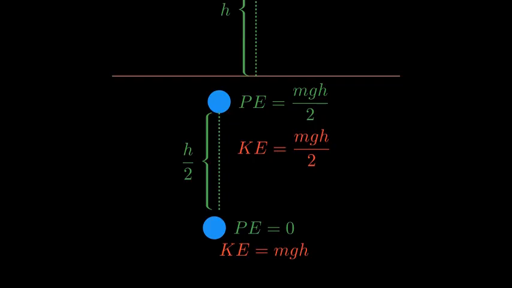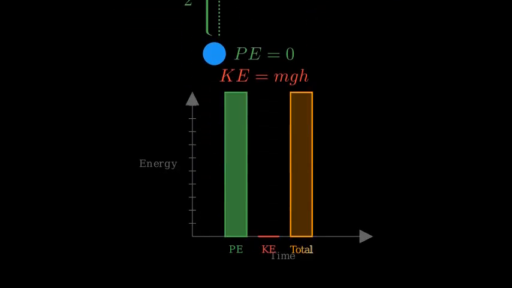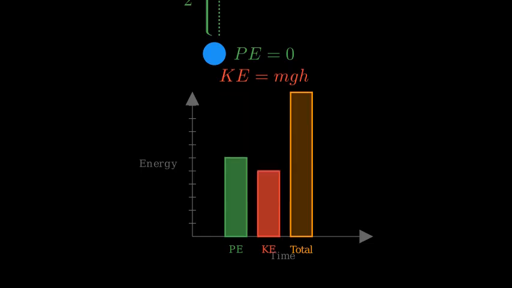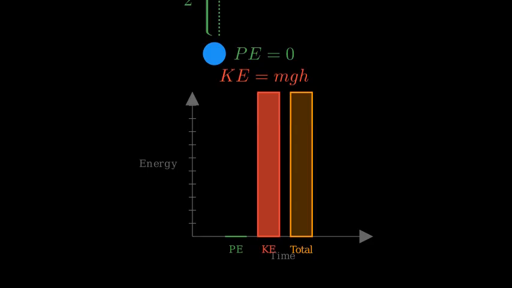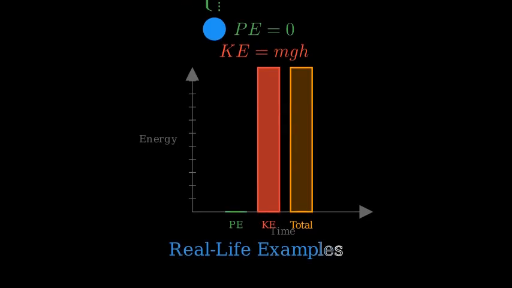Let's see how the energy changes during the fall in a different way. We can visualize this with energy bars representing potential and kinetic energy. As the ball falls, the potential energy bar decreases while the kinetic energy bar increases, but the total energy remains constant. The conservation of energy principle appears in many real-life examples.